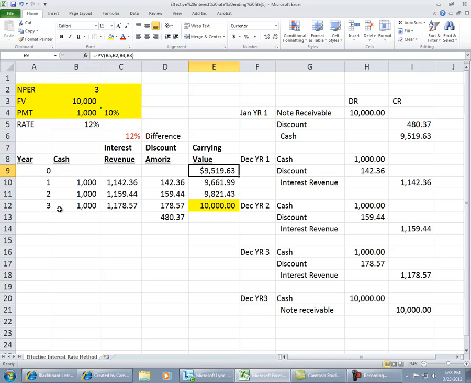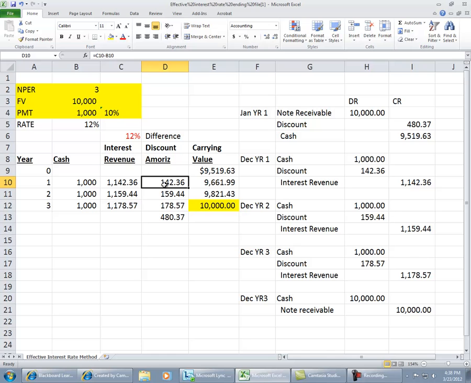Each line represents a year of that note, and in the first column we've got our cash payment, which we already determined to be $1,000. The interest revenue fluctuates, and it's calculated by taking the market rate of 12% multiplied by the beginning carrying value. So this is basically the C6 cell, which is 12%, multiplied by E9, the beginning carrying value.